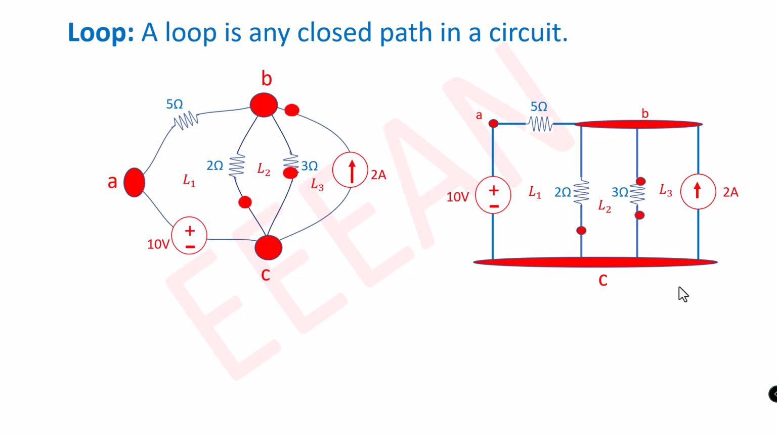And see another circuit. In this circuit there is no closed path. That's why there is no loop in this circuit. The current starts flowing from the starting node but it does not return to the starting point. That's why it cannot complete a loop. So we can say that the circuit has no loop.